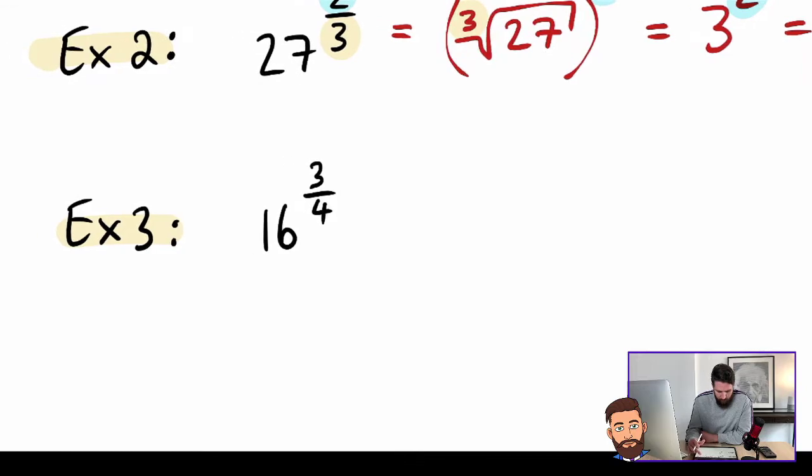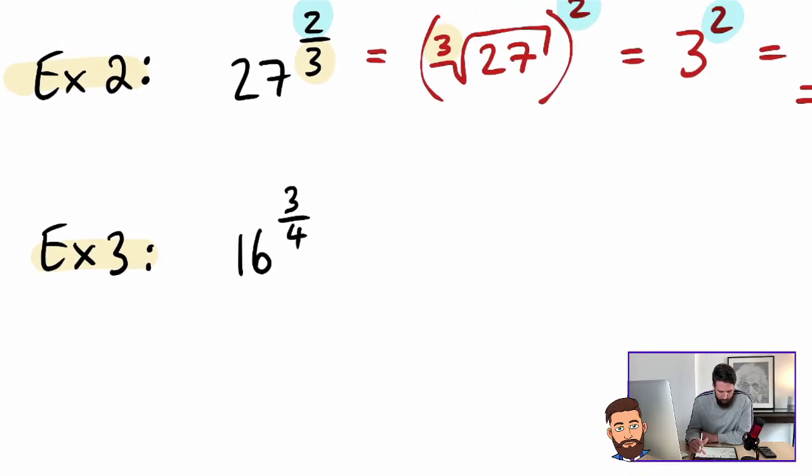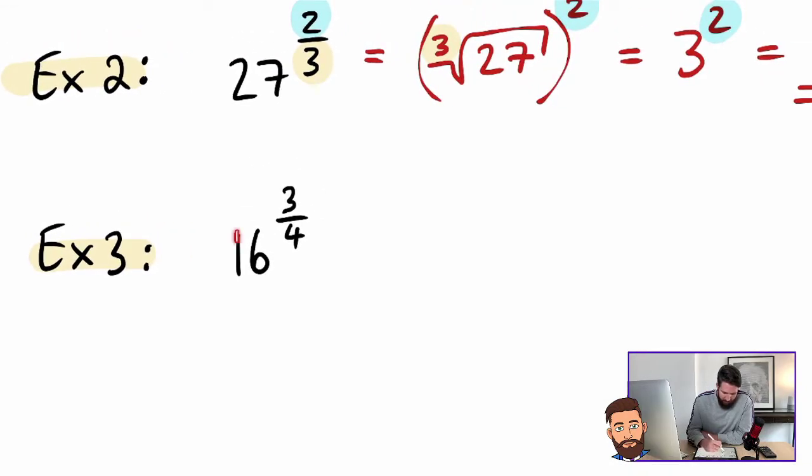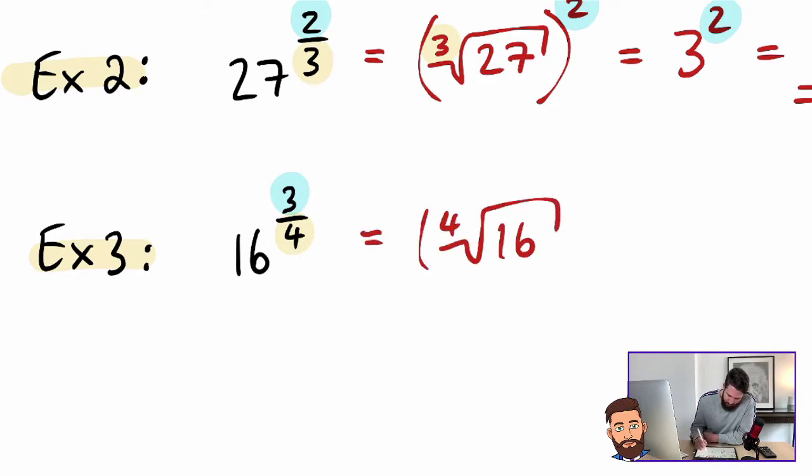Okay. Example 3. We've got 16 to the 3 over 4 power. Well, what does that tell us? It tells us we need to do the 4th root and then raise it to the power 3. So we're going to write that. We need to do the 4th root of 16, and then we're going to take that answer and raise it to the power 3.